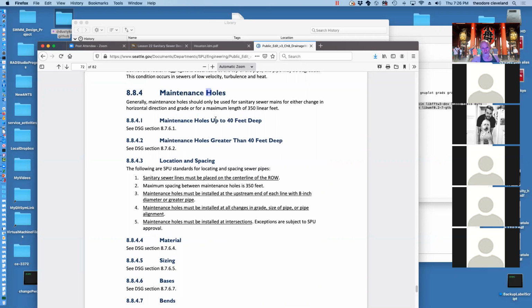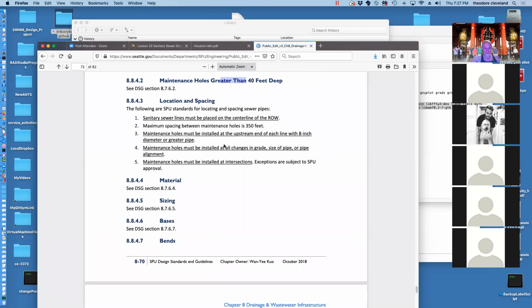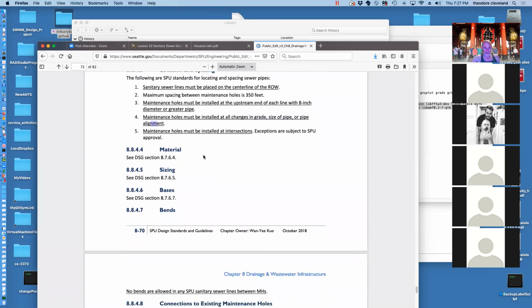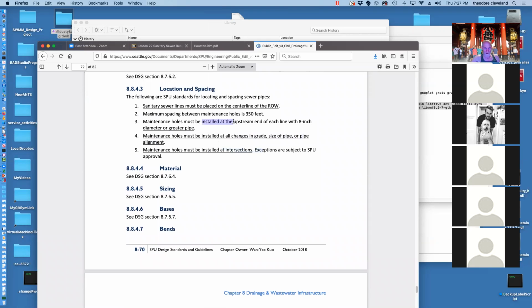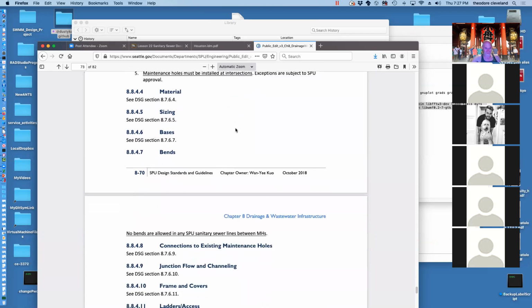So if they go up to 40 feet deep, there's one set of specifications. If you go greater than 40 feet deep, there's a different set. Greater than 40 feet deep, you have some substantial structural challenges, which is why they would separate the two. Discusses where they have to be, every change in grade, every change in pipe size, every change in pipe alignment. Always at intersections, always on the upstream end of each line that has an 8-inch diameter or greater pipe.